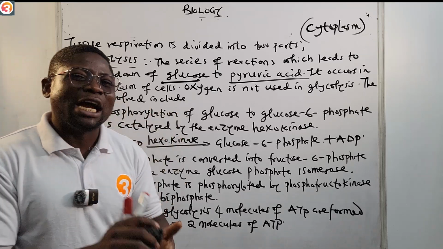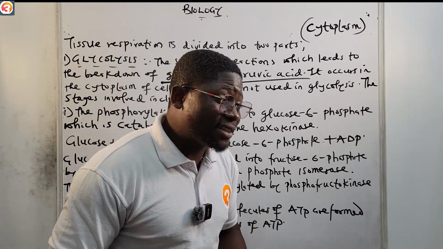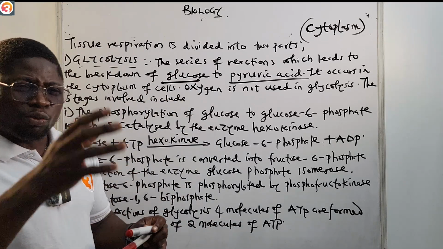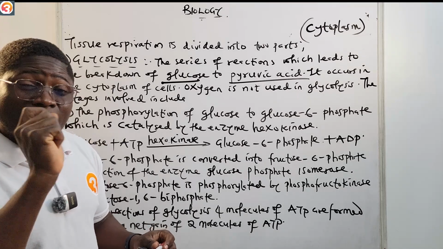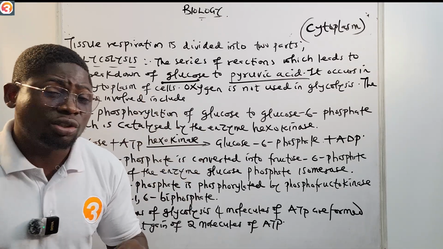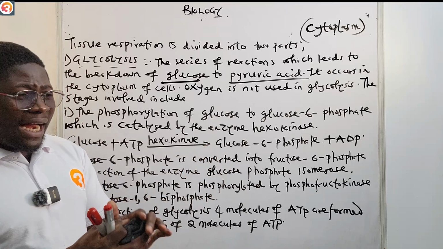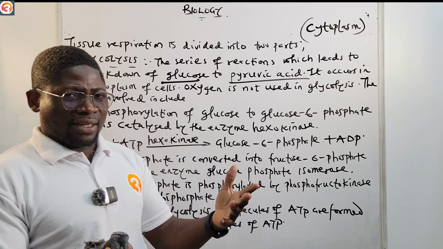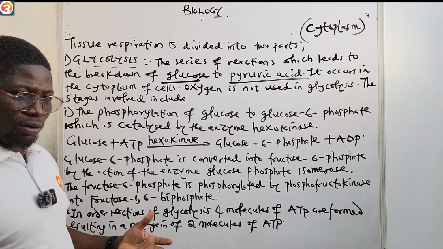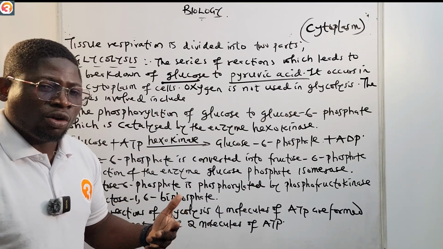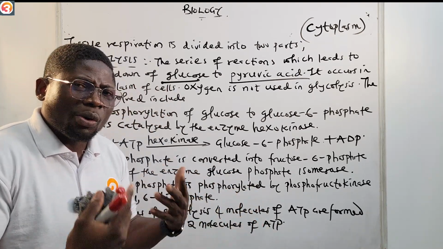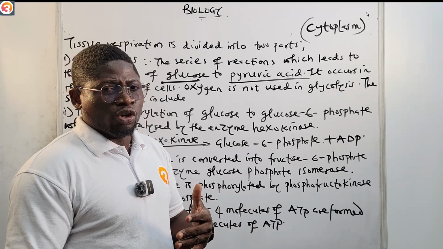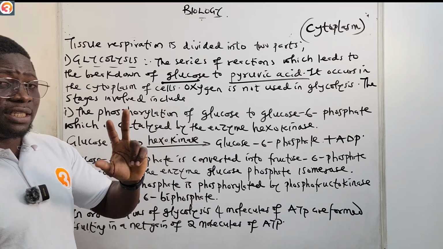Like I said, there are up to 10 enzymatic processes involved in glycolysis. It is a metabolic pathway, but it is usually broken down into 2 phases. One is the energy investment phase, and then the second phase, where we have a net gain of 2 ATP, which is the last stage of the reaction. So we have 2 stages.